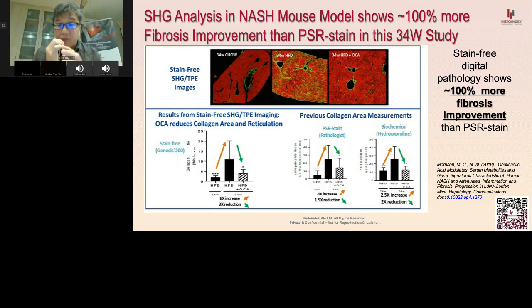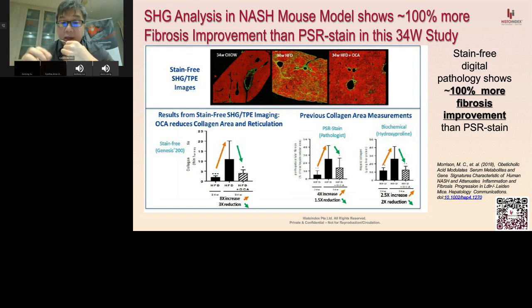If you look at the screen in front of you, you can see the stain-free SSG TP images in the top row, right? It shows a 34-week chow diet, followed by a 34-week high-fat diet, where you can see visually there's a huge increase in the green SSG signal that comes from the collagen fibers, and then subsequently a decrease in the SSG in the OCA treated group, right?